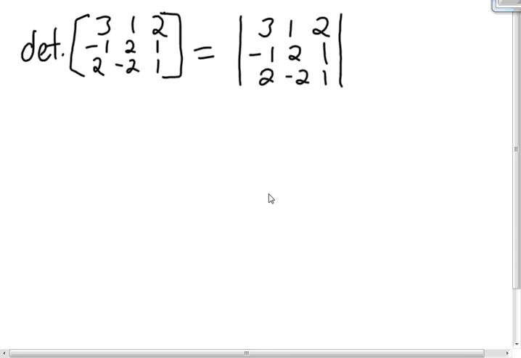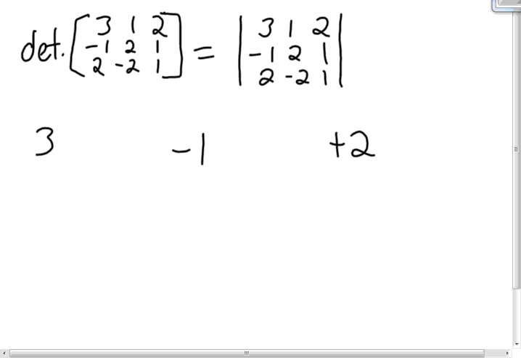So we have a third order matrix. We're going to find the determinant. Let's go ahead and write out how to find the determinant, and then I'll show you how we got this answer. By definition, to do a third order determinant, you'll take the top row, which consists of the numbers 3, 1, and 2, and you'll write those down. The second number, number 1, will always be a subtraction.